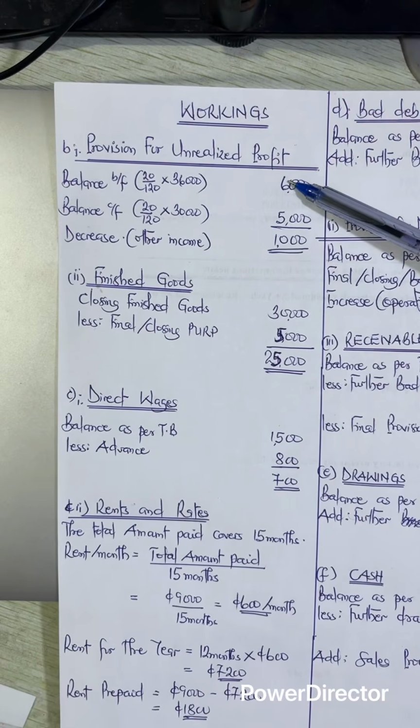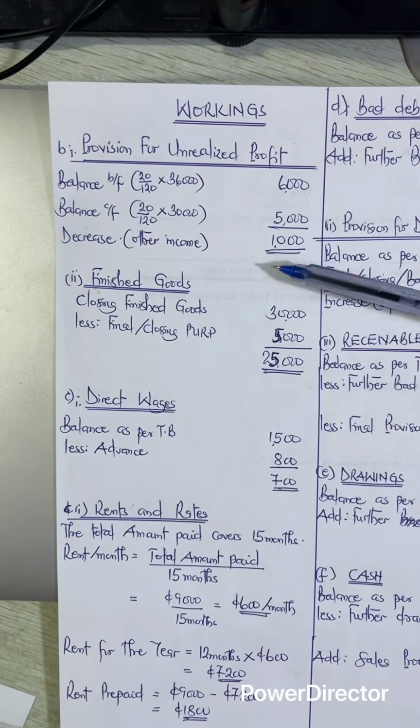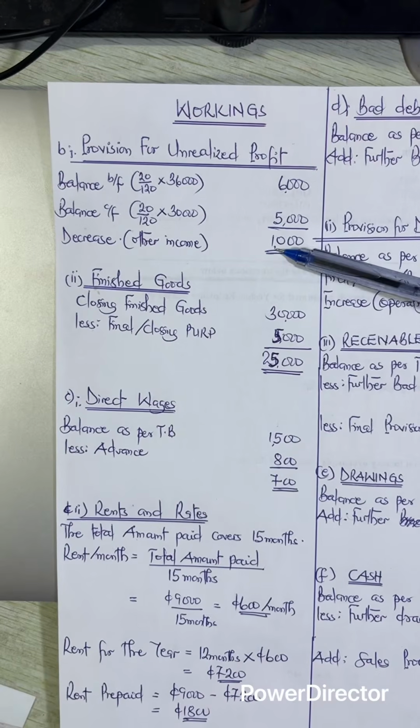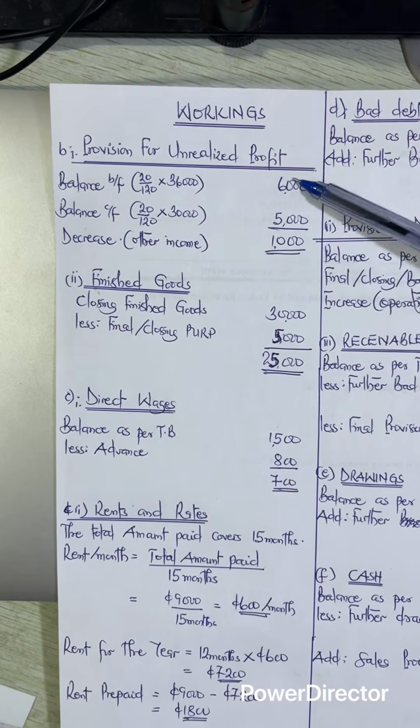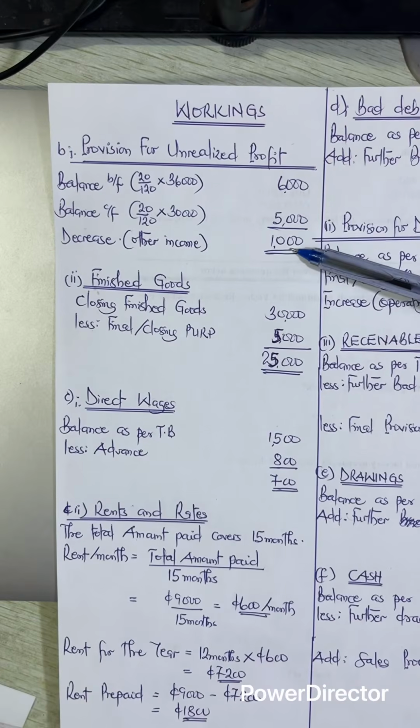Initially, the provision was 6,000. At the end of the year, it's 5,000. What has happened? The provision has decreased by how much? 1,000. And since provision is a liability and it has decreased, if a liability decreases it becomes income. So when you go to our other income, you will see this as part of the items there.